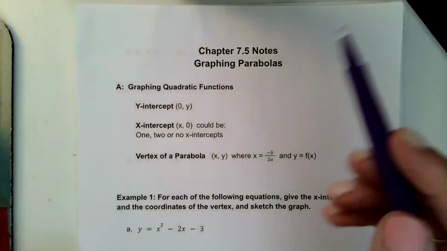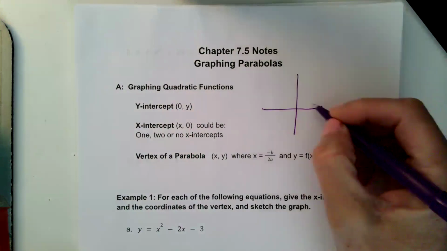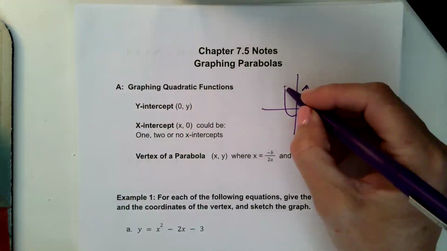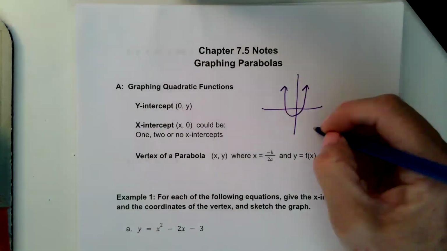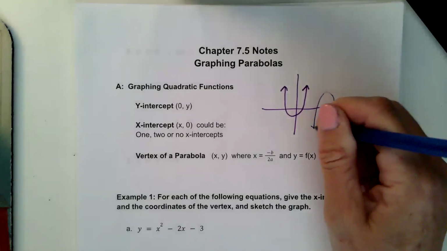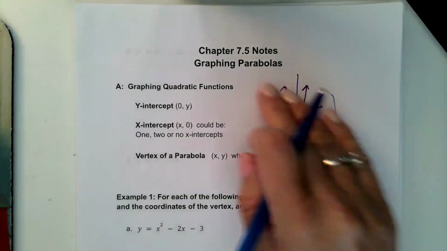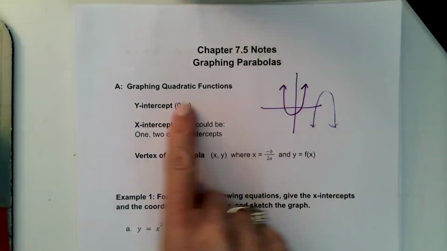Okay, and it can look something like this, or it could look something like this, face down or face up. And it can move all around. It can be shifted all around. So we are going to learn how to find these things.